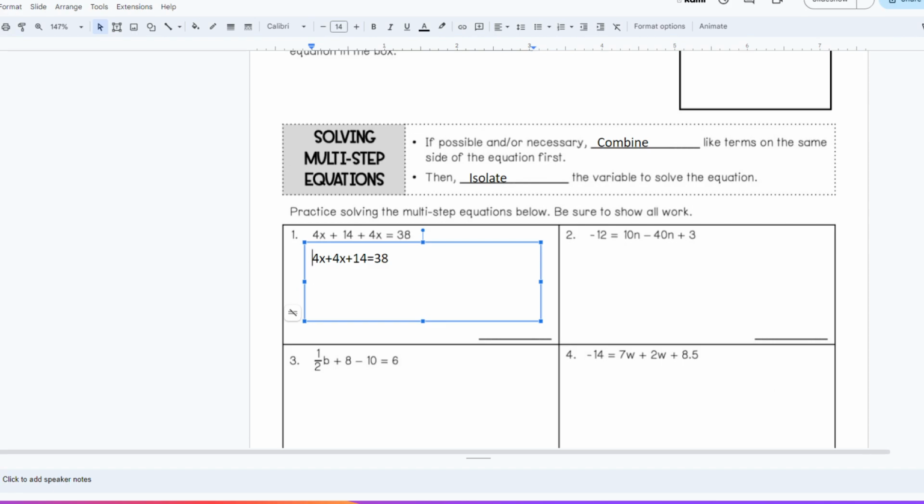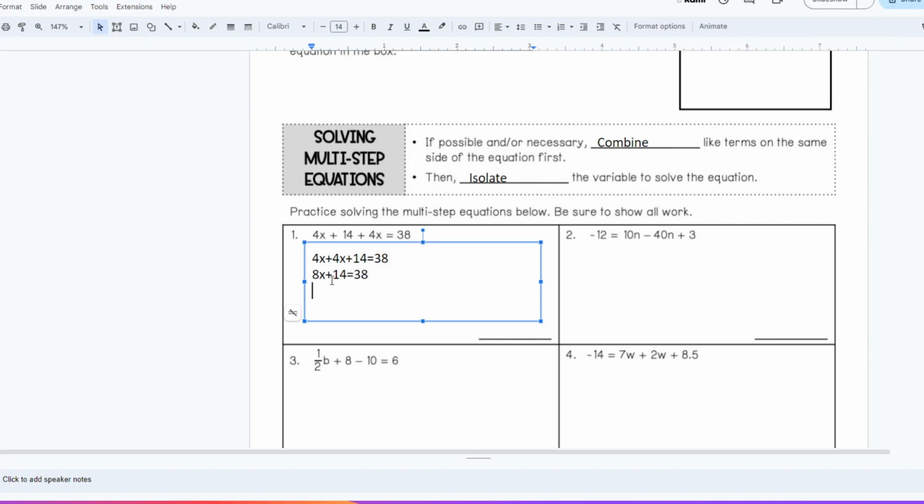Remember, if it has the same variable and same exponent, it is like terms. So this 4x and 4x are considered like terms in this case. So 4 plus 4 is 8. So I'm going to say 8x plus 14 equals 38.